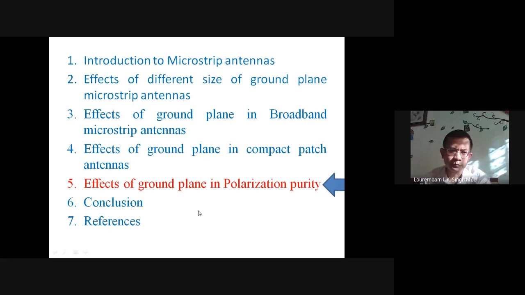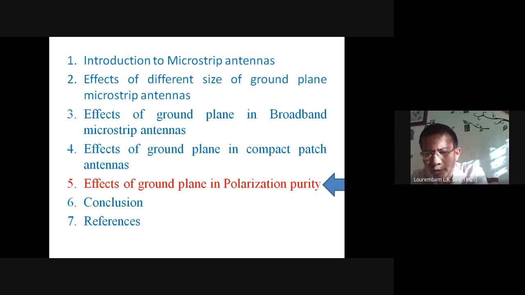Now let us see the effect of the ground plane on polarization purity. Here what we are going to discuss is polarization purity. As we know, in general terms we have co-polarization and cross-polarization. Co-polarization is the polarization along the desired direction. Cross-pole is along the undesired direction.